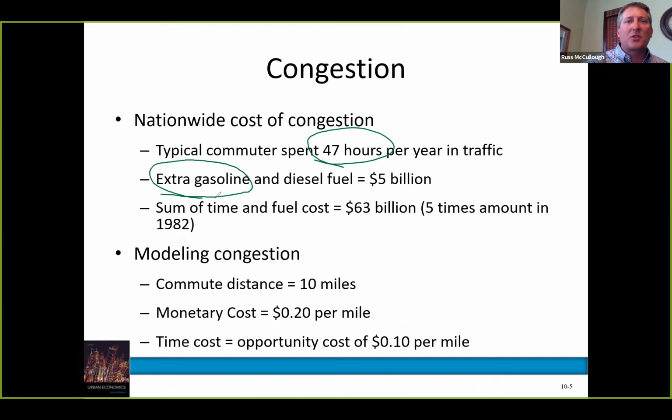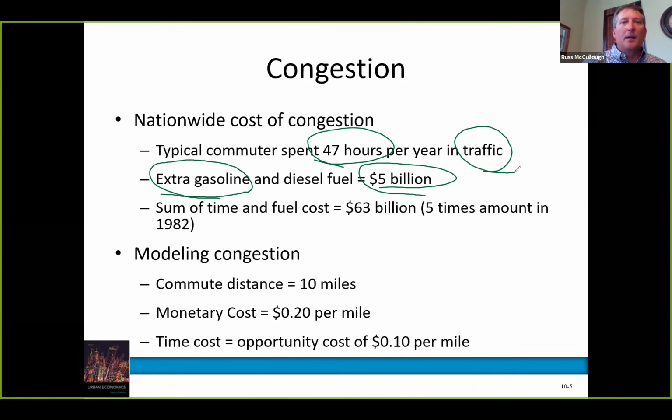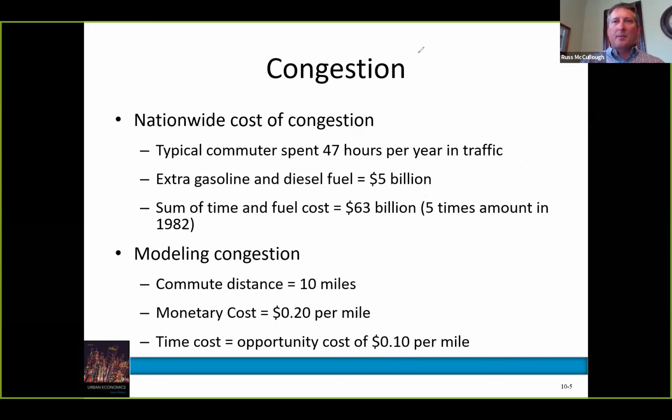Gasoline, this is extra gasoline: $5 billion because of traffic is what they're saying. So we end up spending a lot more money on gasoline because of congestion issues. If we add some time cost into it, 63 billion. Modeling congestion with commute distance, monetary cost of 20 cents per mile, opportunity cost of 10 cents a mile. So you can start estimating, there's papers that estimate the effects that way.